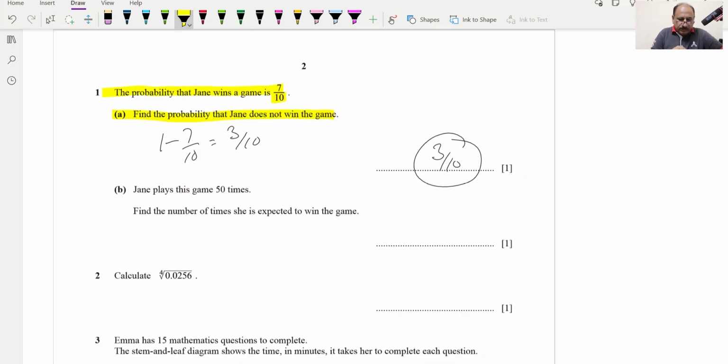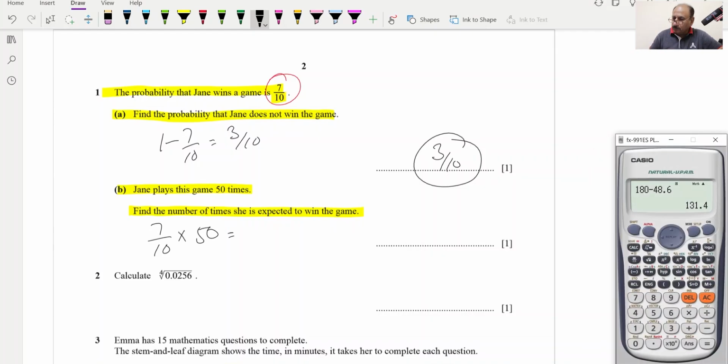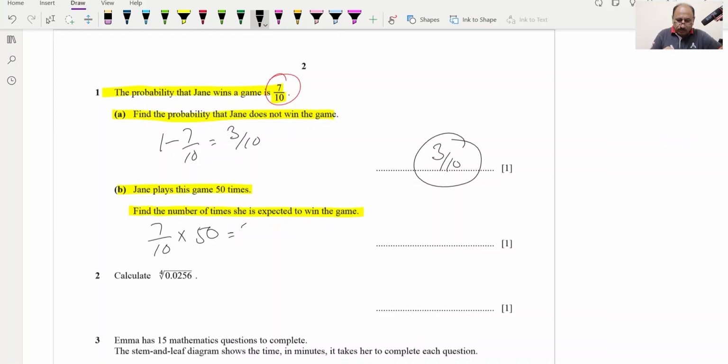Then they are saying Jane plays this game 50 times. Find the number of times she is expected to win the game. So winning, the probability is 7 by 10. So we can write 7 over 10 of 50, and this will be equal to 7 over 10 multiplied by 50, which is equal to 35. So our answer will be 35.